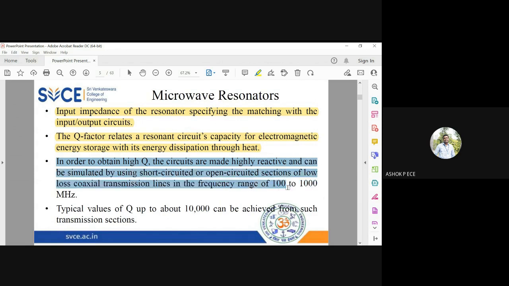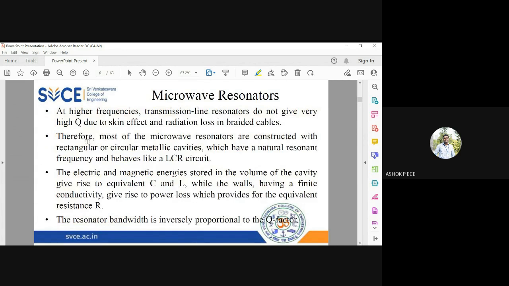And we are going to operate at very high frequency, from 100 to 1000 megahertz. Typical values of Q up to 10,000 are achieved by using transmission line sections. At high frequency, you have the skin effect happening, so a very high Q is not possible. So the value of Q will reduce from the maximum value.